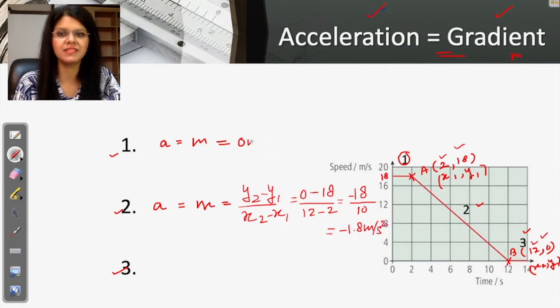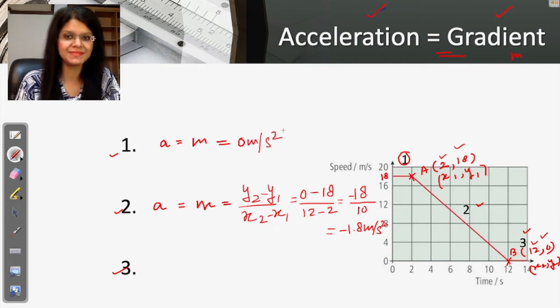I forgot to mention the unit here: meters per second square. The acceleration is a negative number. If you go to the chapter on acceleration, you'll understand that you do not have to get scared when you see a minus sign and just vanish it away. Please don't do that, because the negative sign has a meaning to it. Let us understand what the meaning is here. The negative sign means it is a deceleration.